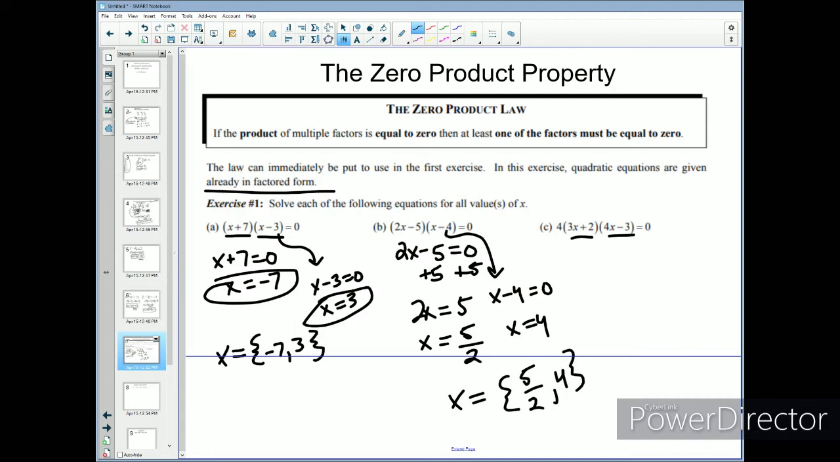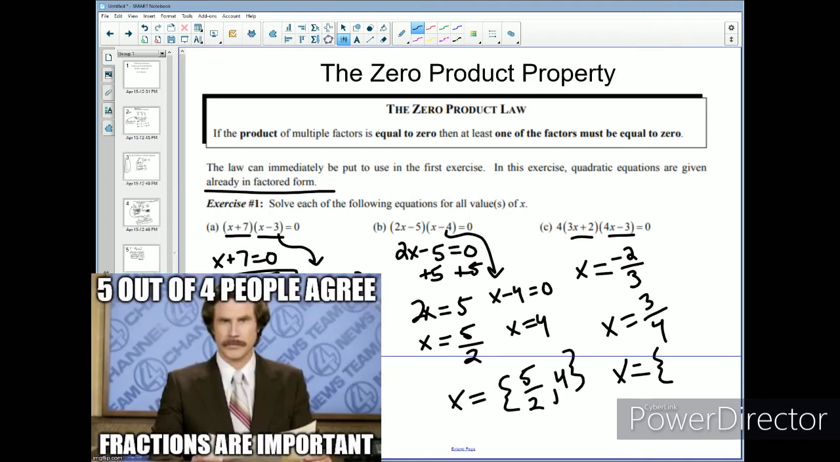So 3x plus 2, we'll do some shortcuts here. 3x plus 2 is equal to 0 when x is equal to negative 2 over 3. You'll discover a shortcut. You can look hard and see if you can discover that shortcut. And 4x minus 3 is equal to 0 when x is equal to positive 3/4. More fractions. Ugh. Anyway, x equals negative 2/3 and 3/4. Oh, goody. All right, so there you go. So we have a few different ways to get our solution sets. That's the zero product law.